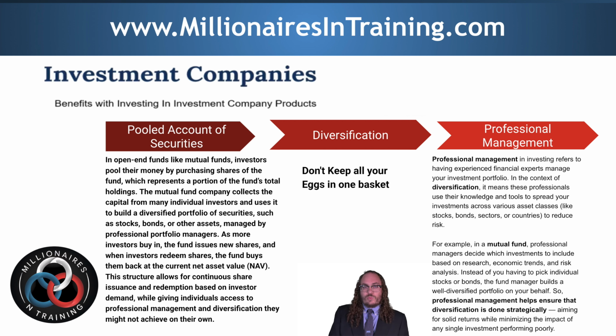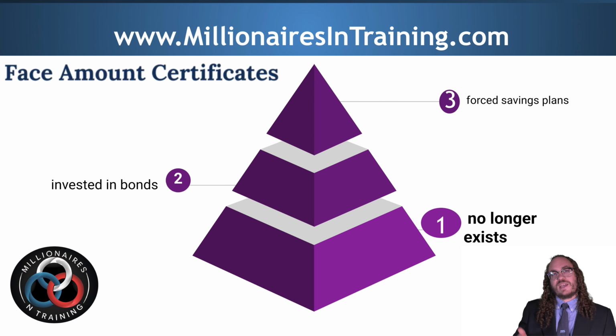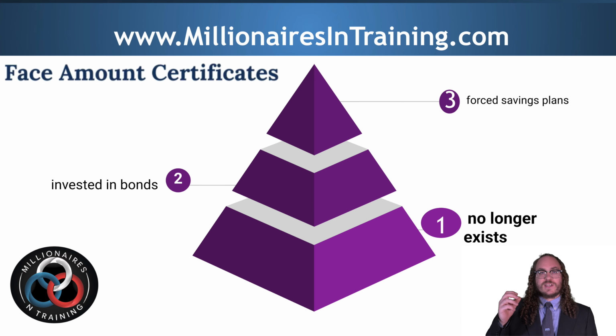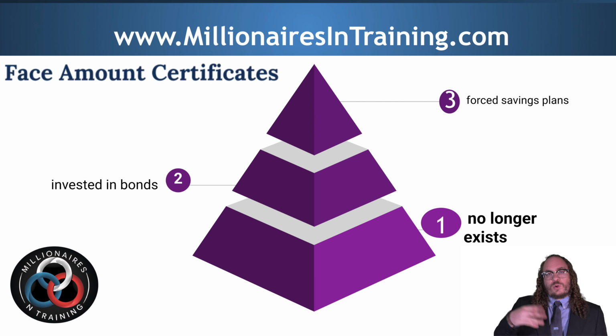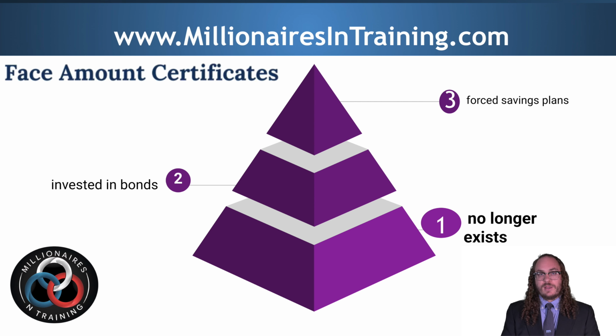All right, so what are some different types of investment companies? The first type of investment company is a face amount certificate. It was a forced saving plan that would invest in bonds, similar to a CD at a bank. It was subject to a surrender penalty. Face amount certificates no longer exist, but you still need to know that they are one of the three types of investment companies. You just need to know that a face amount certificate is a type of investment company.